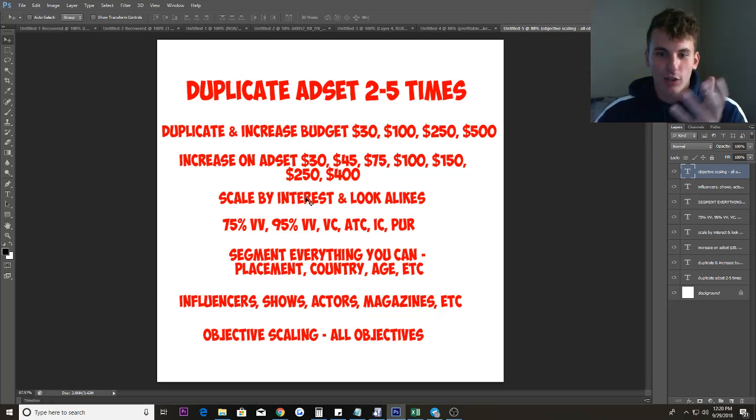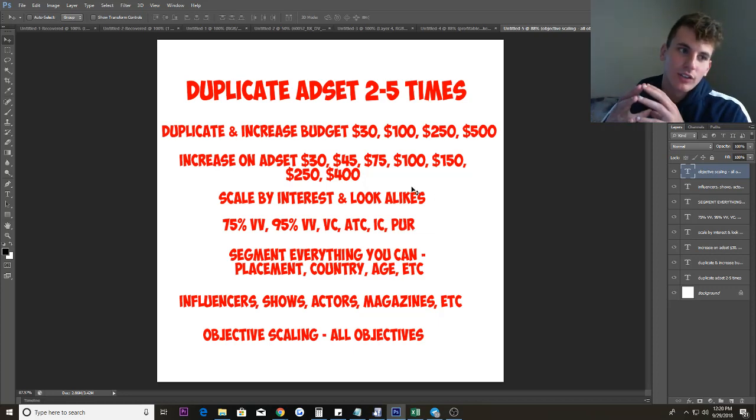You also want to scale by interest and lookalike. So like I said, more interests, different angles. You can use the suggested tool on Facebook. It'll give you more interests that are most closely related to that interest. So create your custom audiences: your 75% video views, your 95%, your view content, your add to cart, your initiate checkout, your purchase, right? And like I said, you want to scale horizontally.